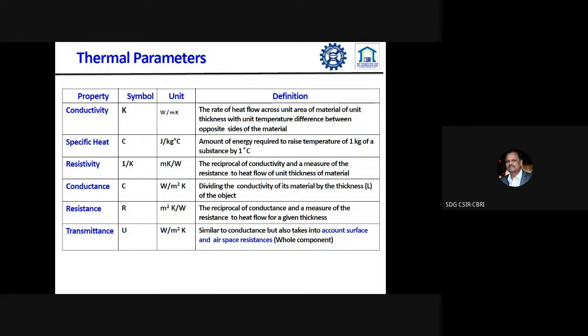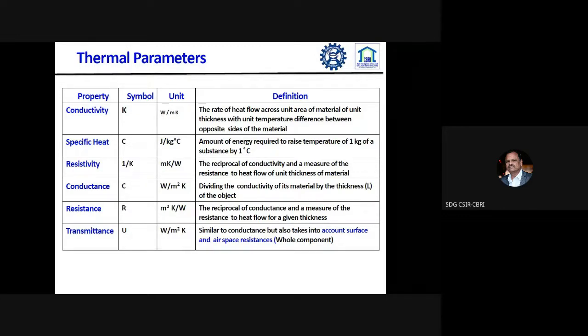Whereas the specific heat is also a property of a material, being the amount of energy required to raise the temperature of 1 kg of substance or mass of that body by 1 degree. The resistivity, we talk in terms of resistance, that is resisting the heat through a building envelope. That is nothing but the reciprocal of the conductivity, that is 1 by K. The unit is meter Kelvin per watt. Whereas the conductance is the conductivity of the material divided by the thickness of the object.